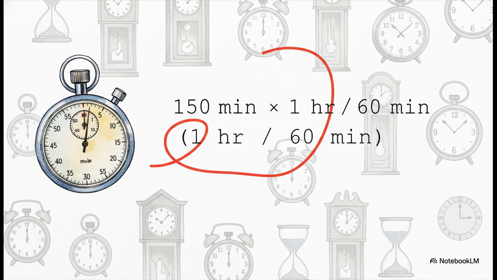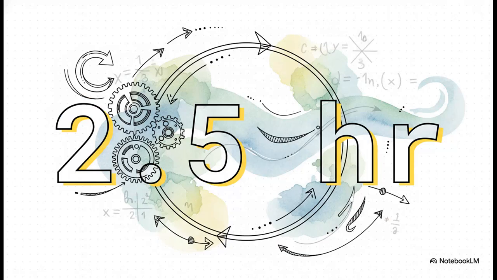Let's try another one. This time, 150 minutes to hours. It's the exact same process. We start with 150 minutes, but this time, to get rid of minutes, we need the 60-min part of our conversion factor to be on the bottom of the fraction. You see the pattern? You just arrange the fraction to cancel out the unit you don't want anymore. The minutes cancel out, and we're left with 150 divided by 60. The unit that survives is hours, which is exactly what we wanted to find, and the answer is 2.5 hours. It really is that straightforward.